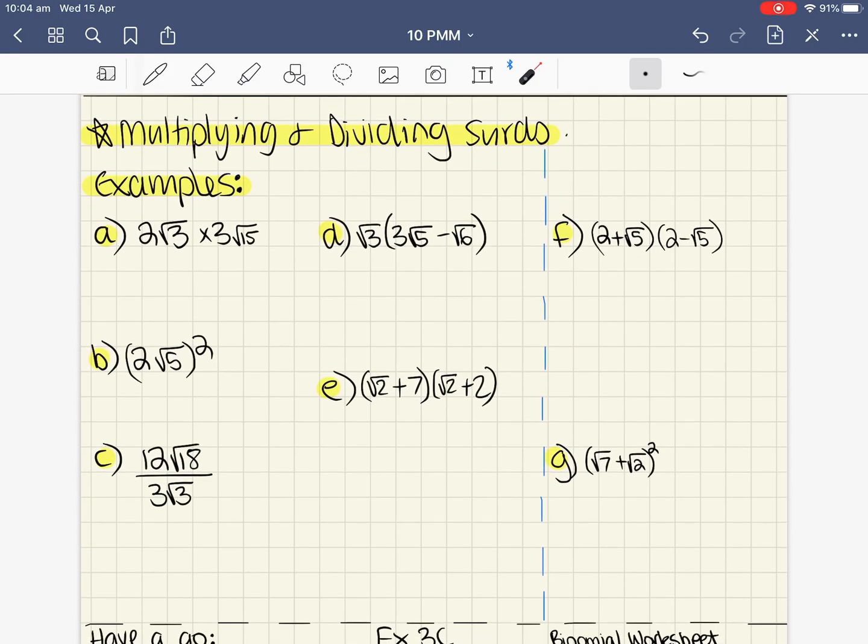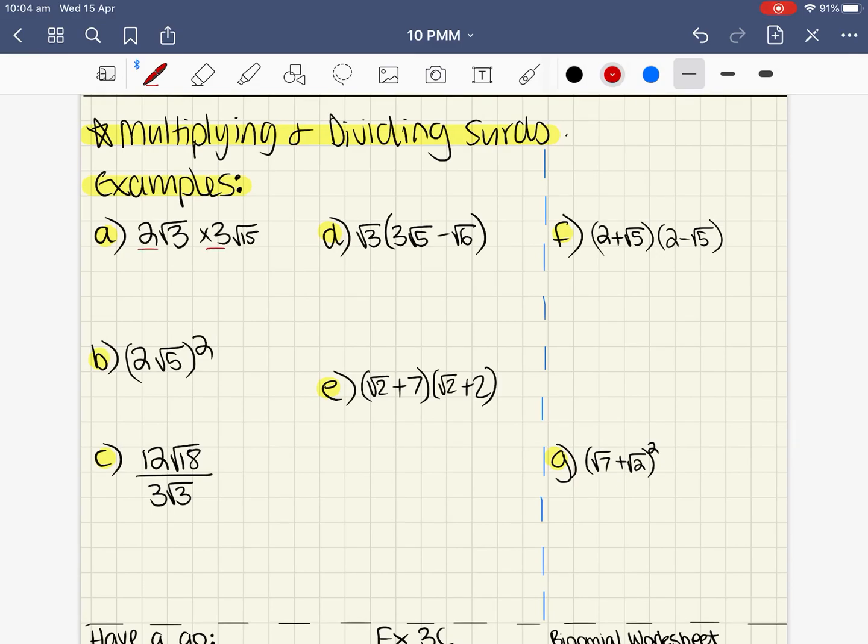So as you can see, multiplying and dividing surds, we have a range of examples that we're going to go through today because there are so many different ways we can work with this. The simplest one, the first one, we have here in example A, is where we just have integer times a surd times an integer times a surd. So it's as simple as multiplying everything together.